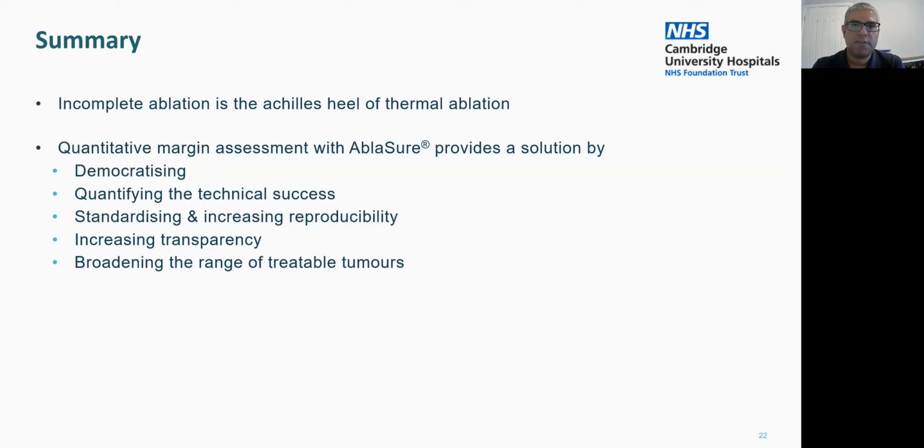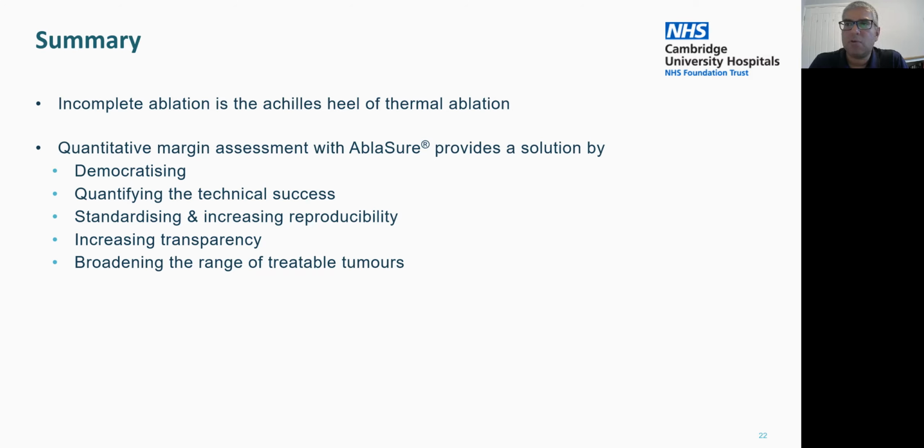So to summarize, I hope we've shown that incomplete ablation is the Achilles heel of thermal ablation. But quantitative margin assessment using technology like AblaSure provides a solution to this, and it does this in a number of ways. The first thing it does is it democratizes the process. What do I mean by that? Well, what I mean is that you don't have to be in a specialist center with super specialist equipment that only a few people around the world have access to.